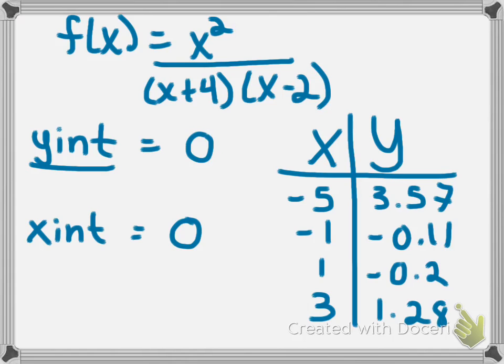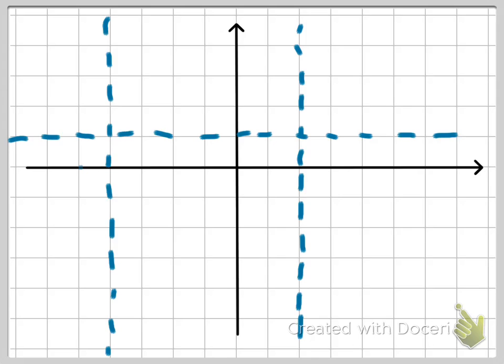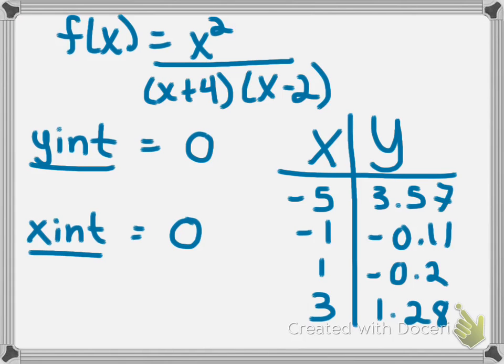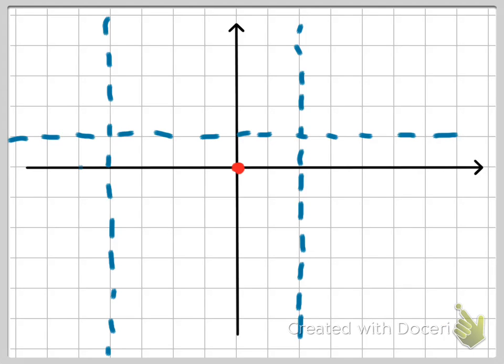So those are just extra x, y points that you can plot. It's a good way to be able to connect the dots. So I'm going to go ahead and graph all of that. I've got the y-intercept, the x-intercept, plus those other 4 points. So let's see if I can graph that. I'll try to make my actual graph different from the asymptotes. So first of all, 0, 0 was both the x-intercept and the y-intercept. And then I had -5, 3.57. So it looks like somewhere right about there.